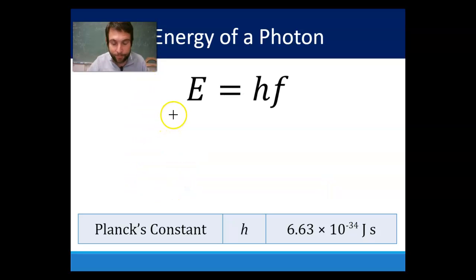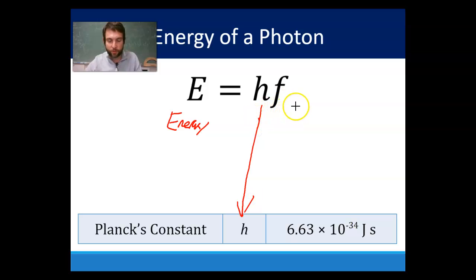All right, so a quick review. E equals hf. E is energy, h is Planck's constant, and f is the frequency. Frequency is measured in hertz. Remember what a frequency is: frequency is the inverse of a period, so the inverse of the time it takes for one complete cycle of a wave to come by. So frequency is an inverse second, and an inverse second is equal to a hertz.